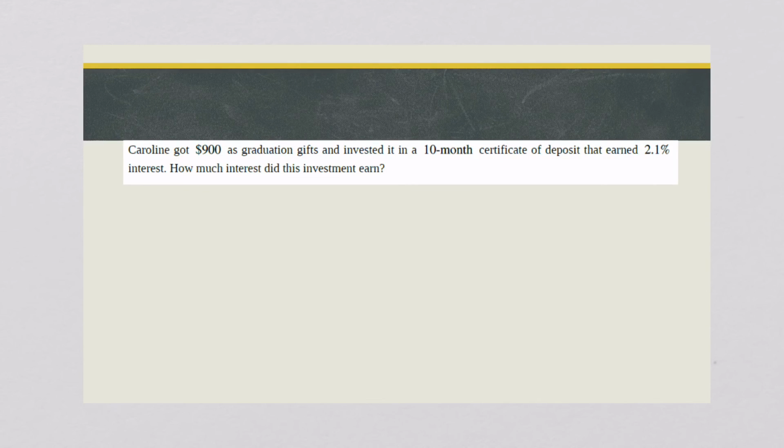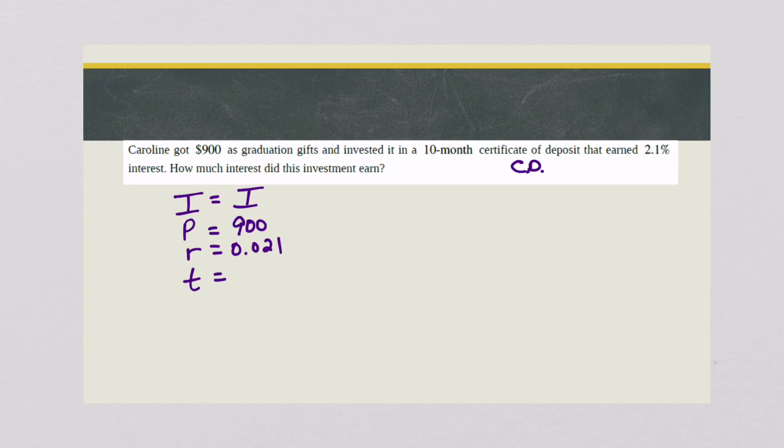Okay, Caroline got $900 as graduation gifts and invested it in a 10-month certificate of deposit. We also call those CDs. That earned 2.1% interest. How much interest did this investment earn? So I've got I, I've got P, I've got R, I've got T. We don't know her interest, so I'm going to call that one I. She invested $900. Her rate as a decimal is 0.021.